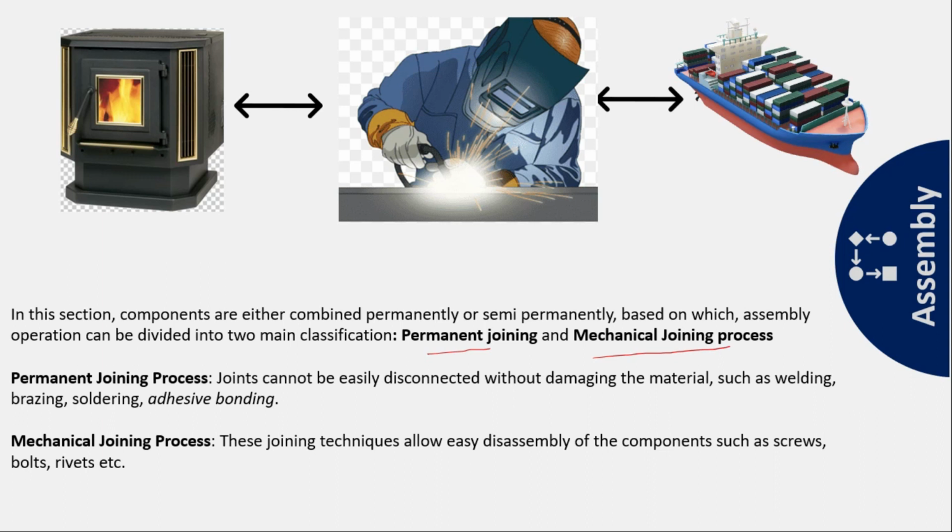Or we have the temporary joining processes that are classified as mechanical joining processes. These joining techniques allow easy disassembly. So if you want to remove two parts, you can simply unscrew them and disassemble them. So they allow easy disassembly of the components, such as screws, bolts, rivets, etc.